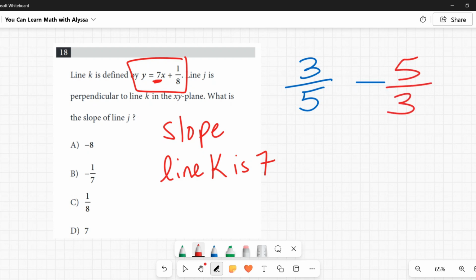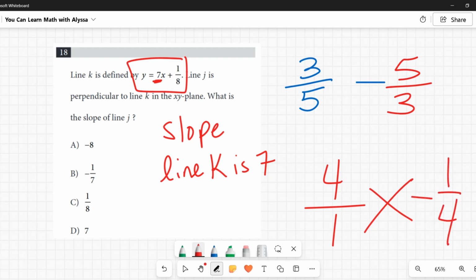5/3. If it is just a regular number, like say 4, and you want to know the opposite reciprocal of that, you would flip it, because this is the same as 4/1, 4 divided by 1. You would flip it and change the sign so it becomes negative 1/4.